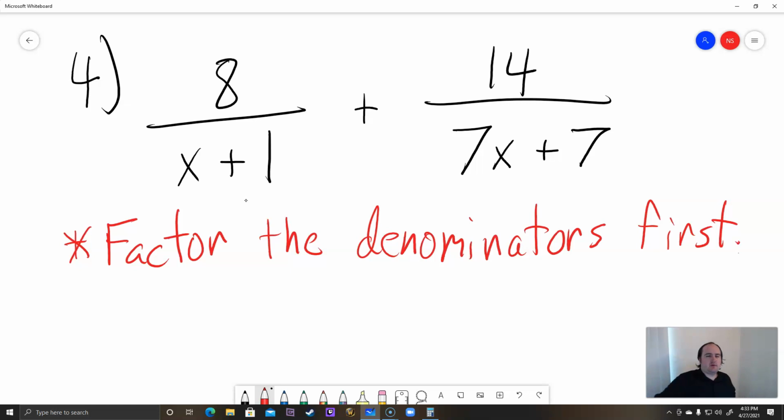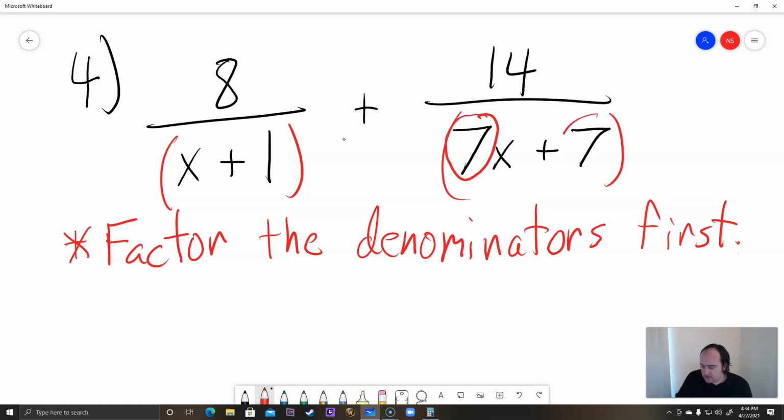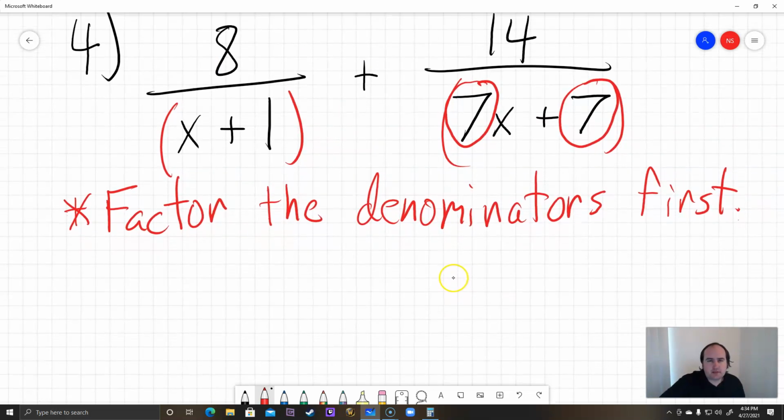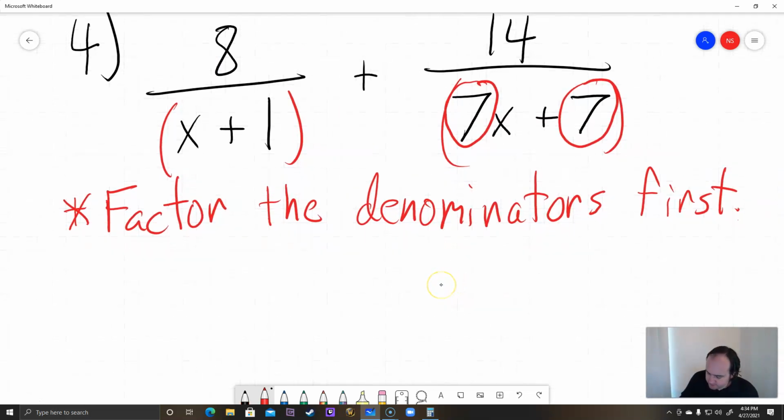Okay, now the denominator on the bottom left can't be factored. X plus 1 is just the way it is. There's nothing you can do to factor that. So we're just going to leave that as x plus 1. But for the bottom right, the 7x plus 7, we actually can factor out a common factor of 7. All right, that's our common factor.